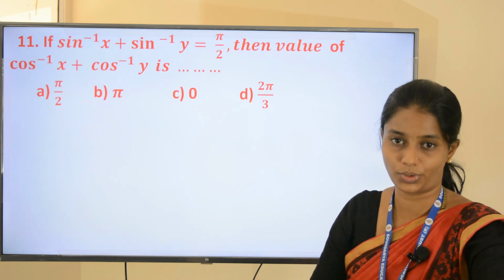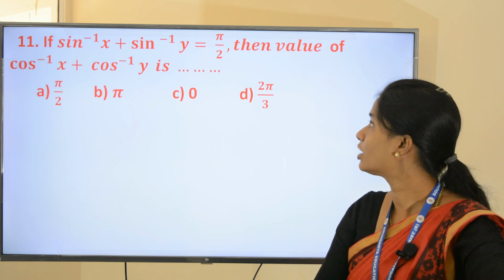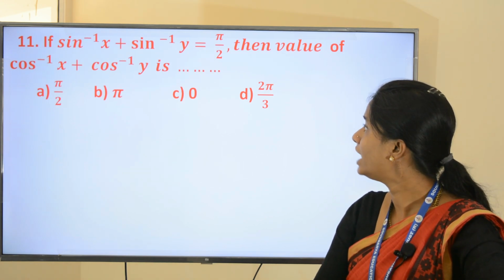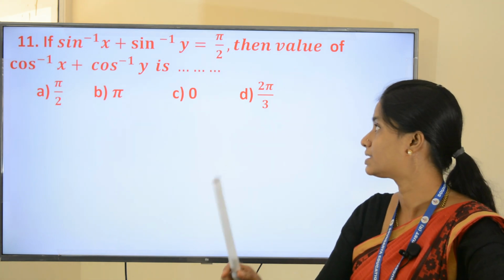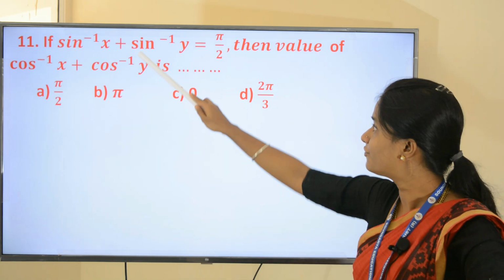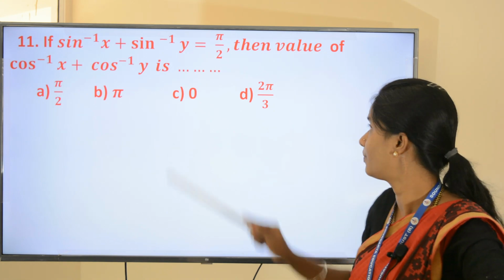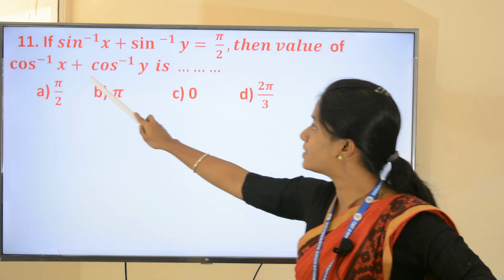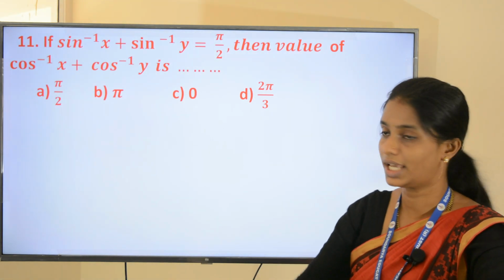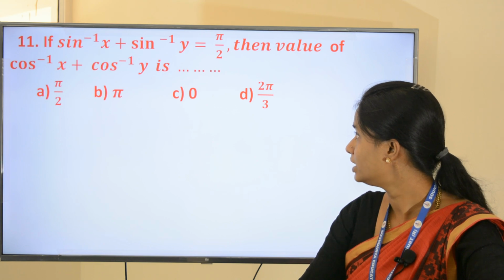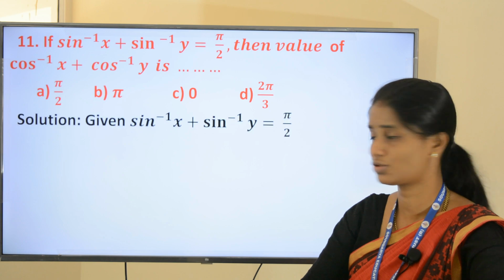Next, 11th question is: if sine inverse x plus sine inverse y is equal to pi by 2, then the value of cos inverse x plus cos inverse y is, please read the question properly. If sine inverse x plus sine inverse y is equal to pi by 2, this is the given data, then the value of cos inverse x plus cos inverse y is. The given options are pi by 2, pi, 0, 2 pi by 3. How can we solve the question?